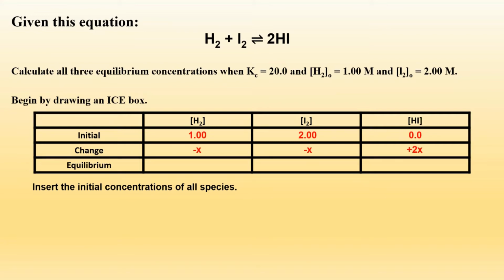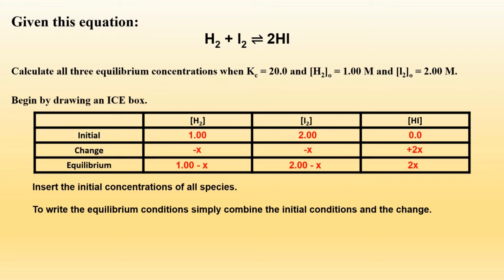So the concentration of H2 will decrease by x, and the concentration of I2 will decrease by x as well. The concentration of HI is increasing, so we write plus 2x. The plus 2 indicates that the HI is being formed twice as fast as the H2 and I2 are being used up.